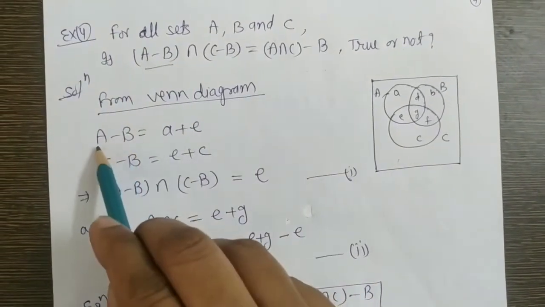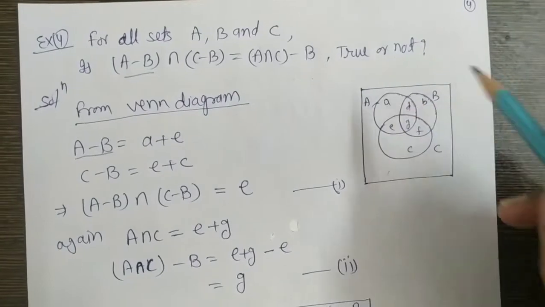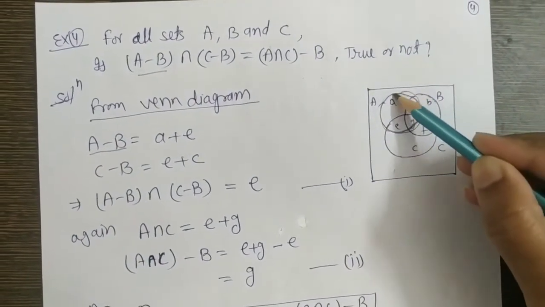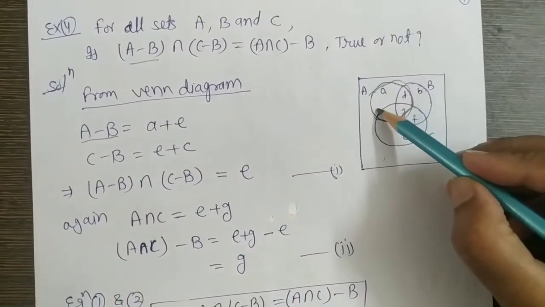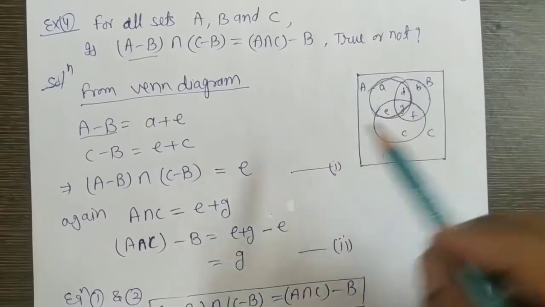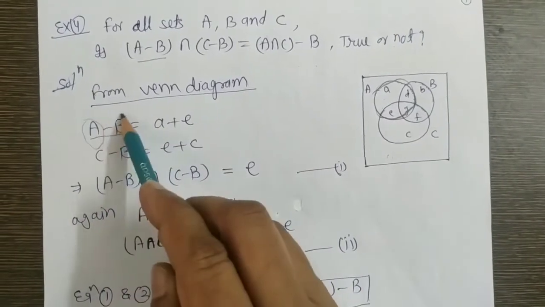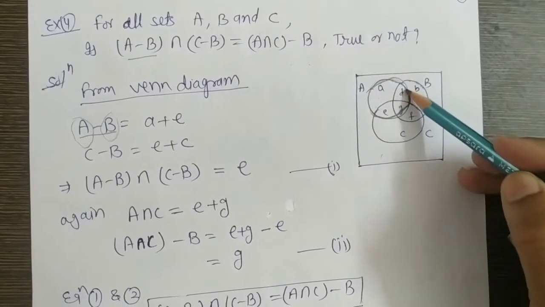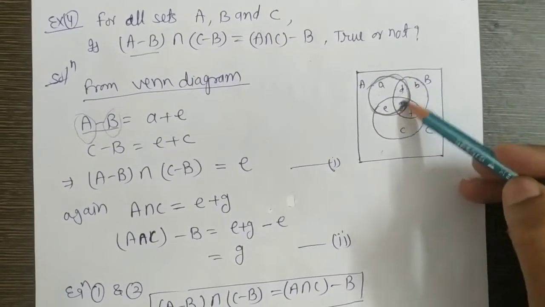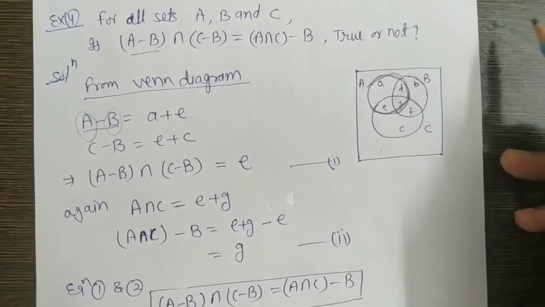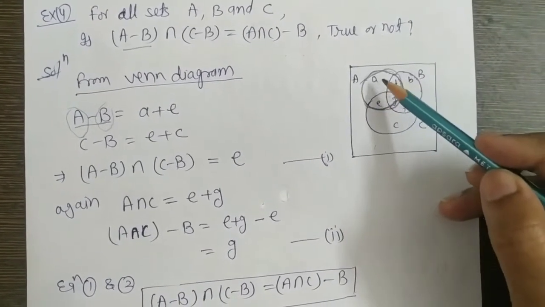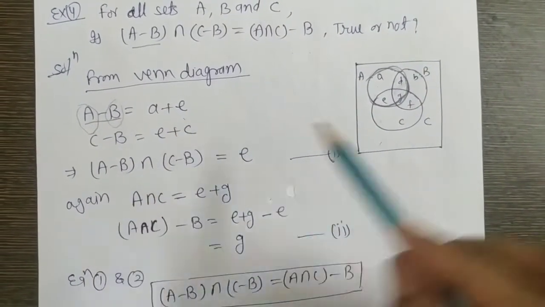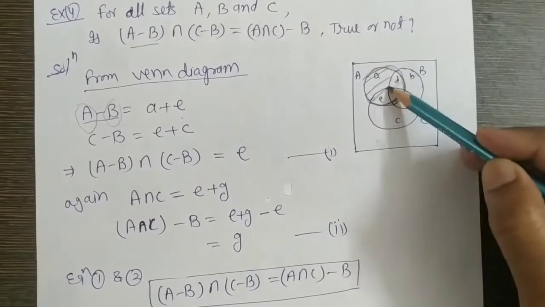First part, that is A minus B. Let us check. A minus B means we take A and remove the elements of B. We have taken complete A and removed the elements of B. It means D and G go out. We remain with A and E. A and E, it means these two parts remain with us.